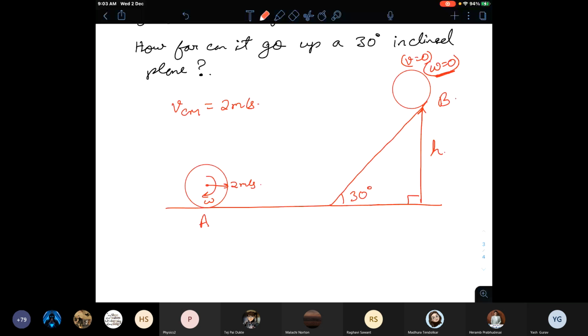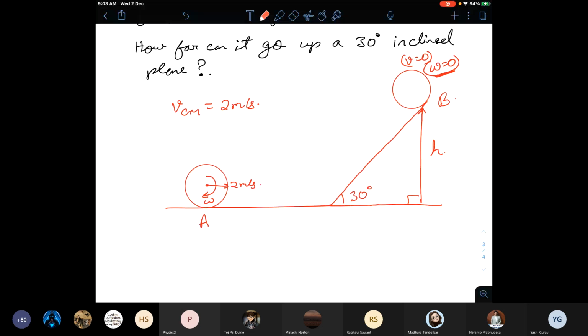Its linear translatory motion will be stopped by the height. That translatory kinetic energy will be converted into gravitational potential energy. But what about the rotational kinetic energy? That rotational kinetic energy will still be there with the sphere. So that kind of question might be asked. That is why I'm telling you this.